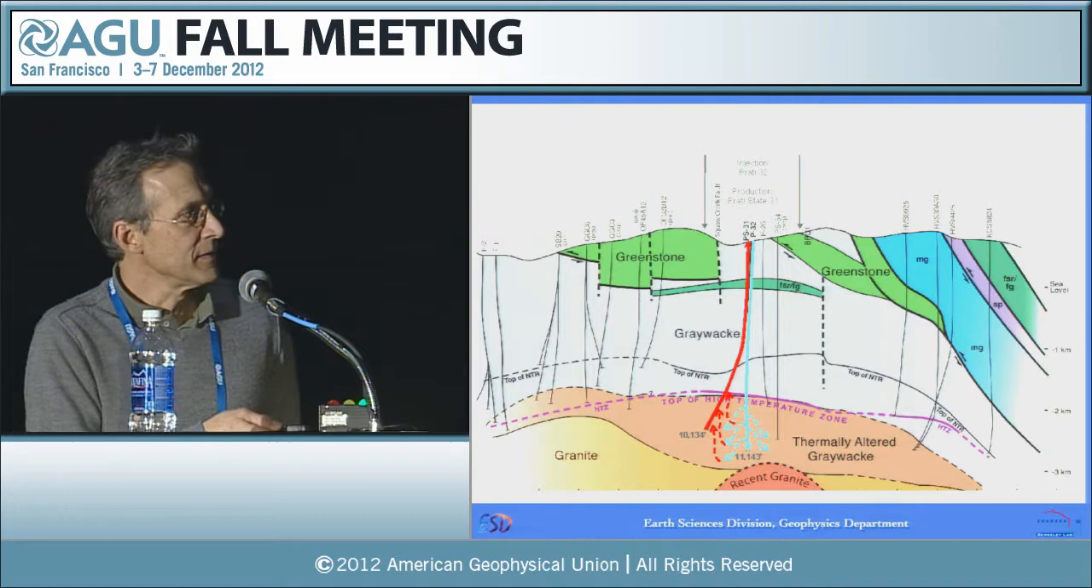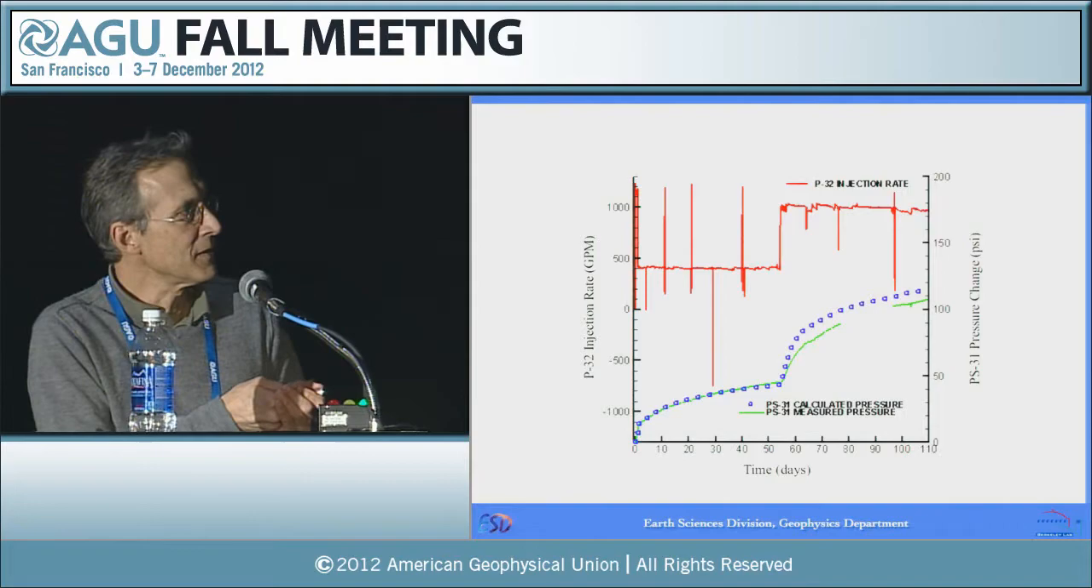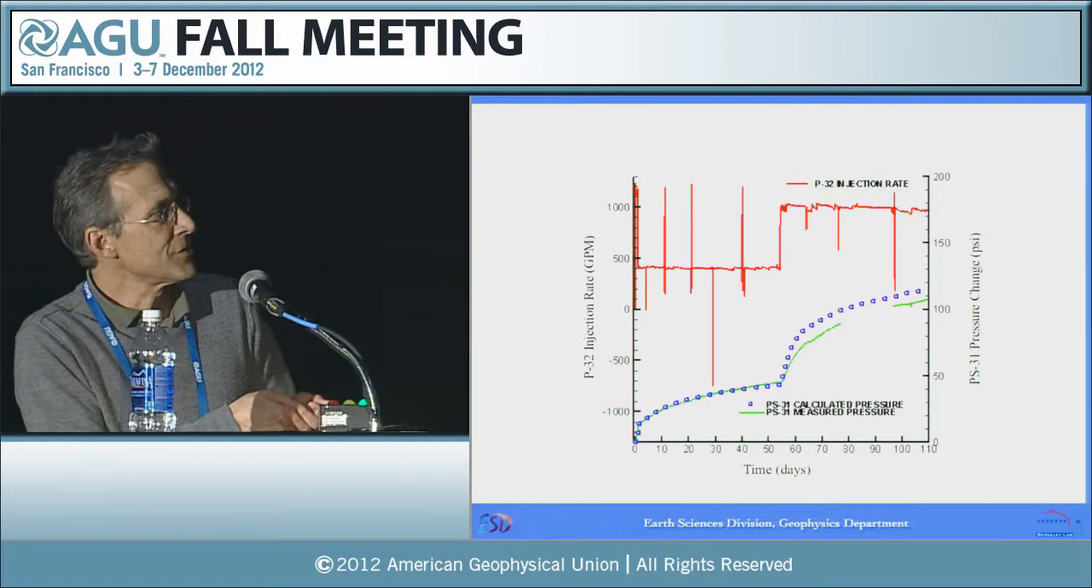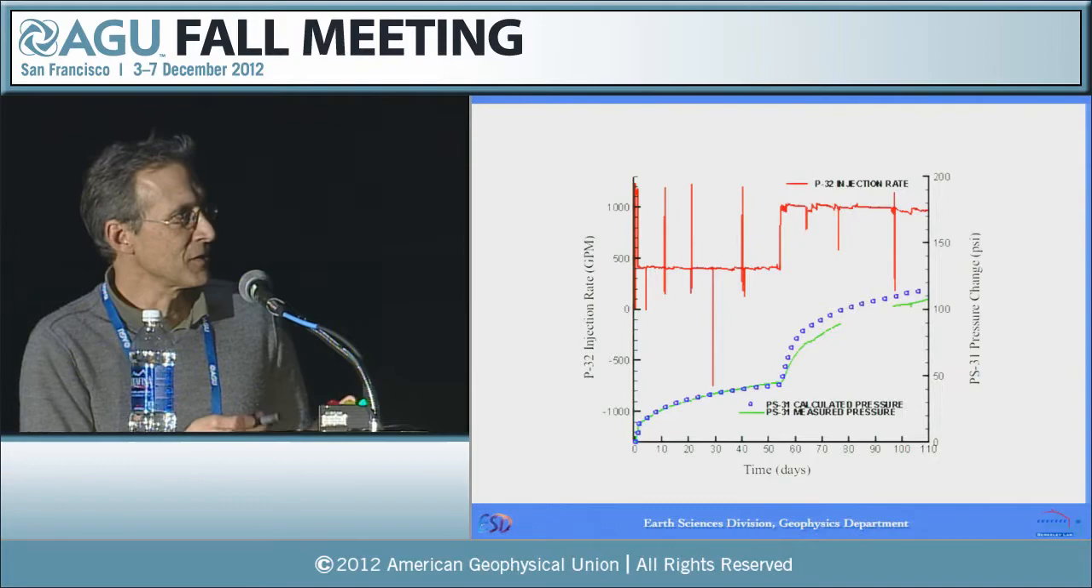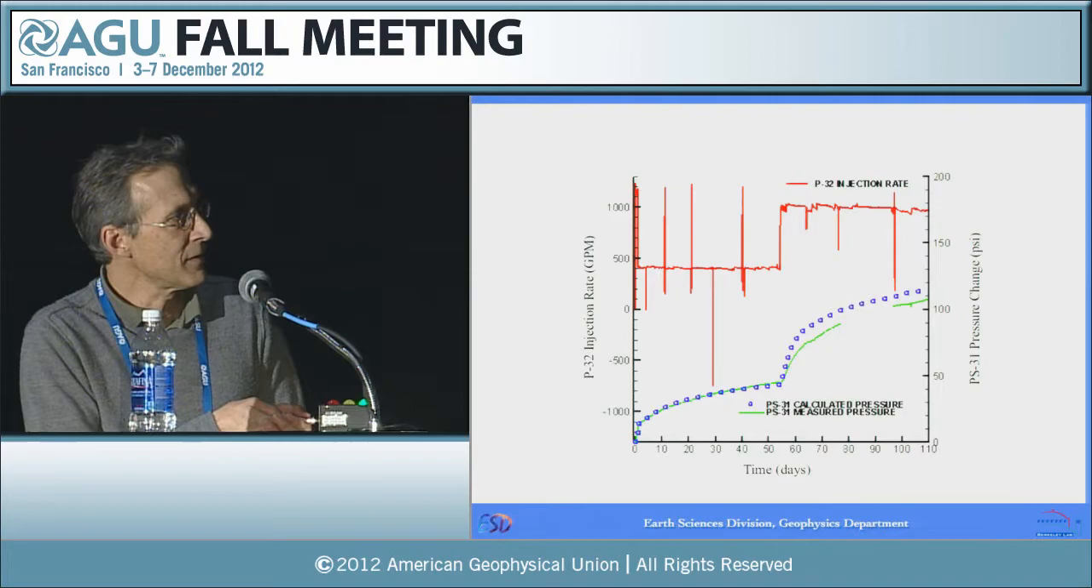And this was done in the Northwest Geysers. This is time in days, about 110 days. And then this is the injection rate in the injection well that we used. And then this is the pressure change in a nearby production well that was pre-production, so we actually could measure the pressure before they started withdrawing fluid. So early on, it was essentially an observation well.